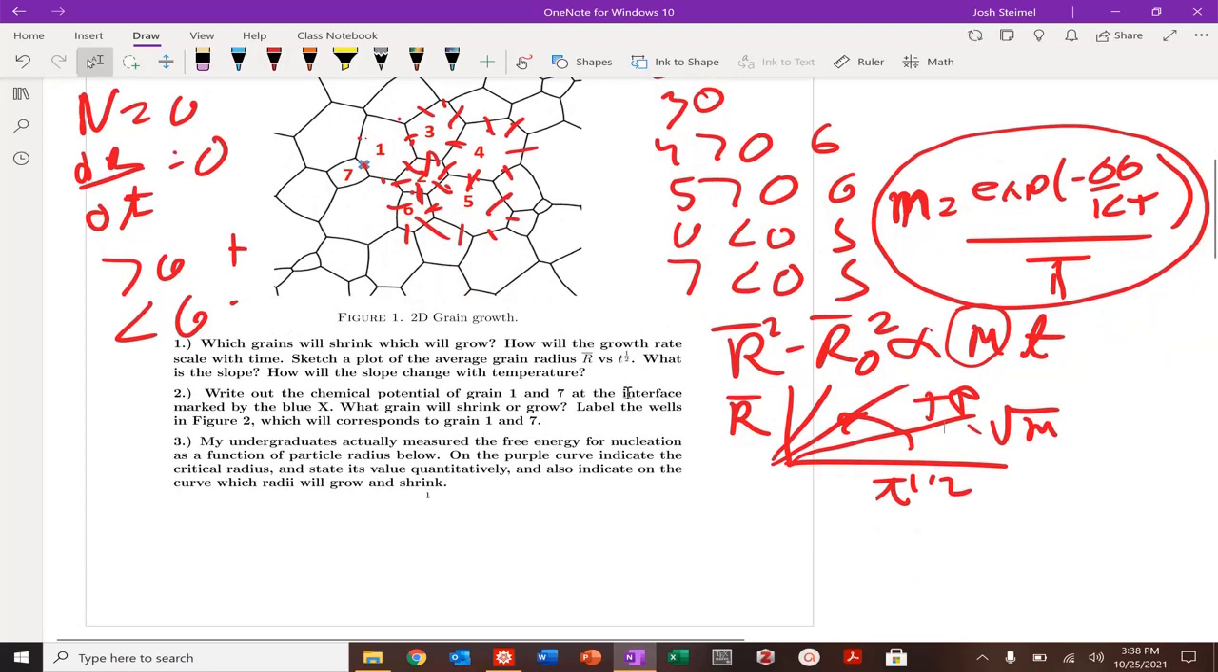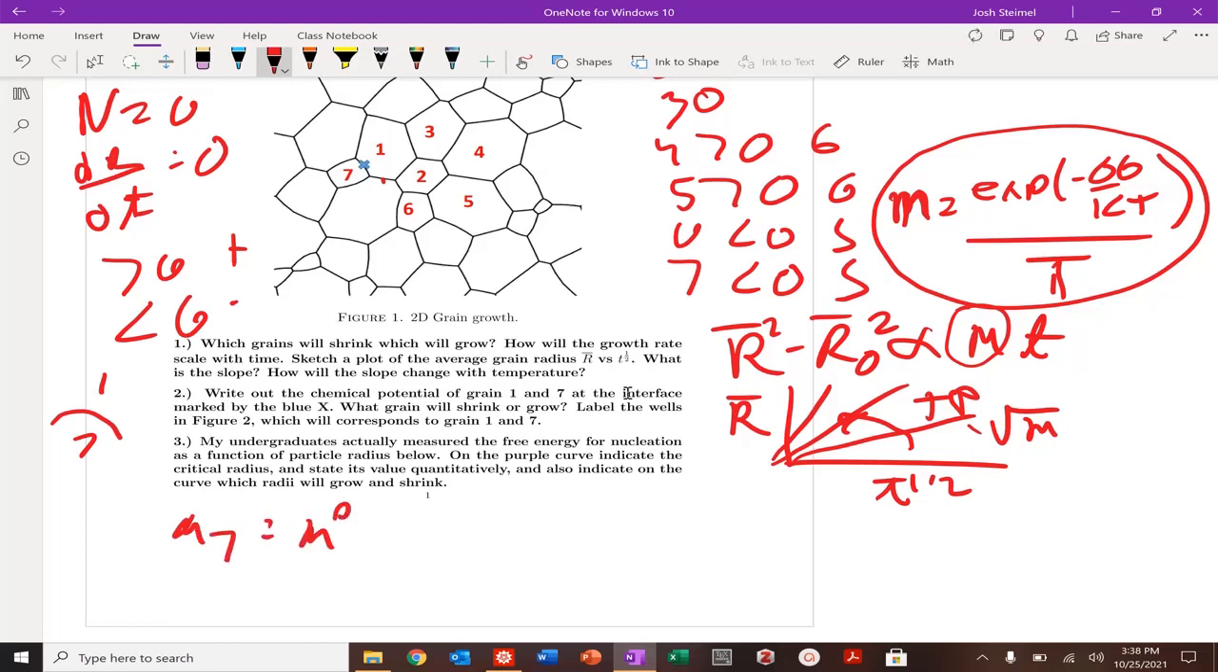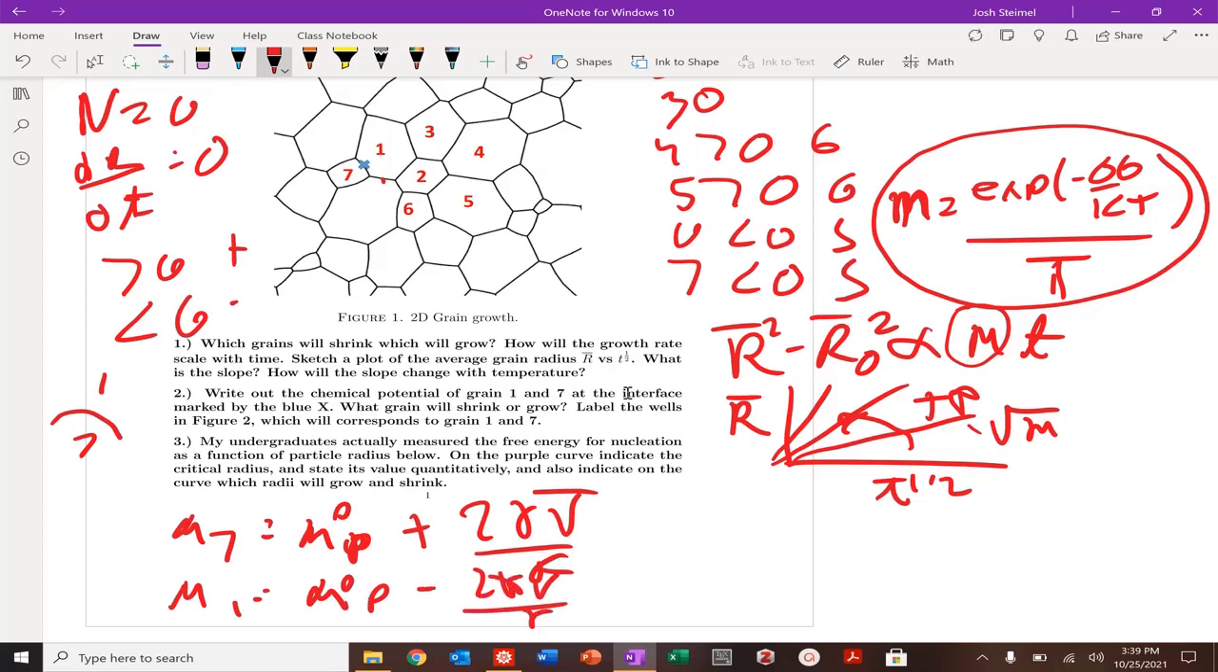So let me actually erase a little bit here. Write out the chemical potential of grain 1, grain 7, interface marked blue, which grain will shrink and grow, label the wells in figure 2. If I zoom in and draw on this, this is 1, this is 7. My chemical potential of 7 is the chemical potential of an infinite plate, mu naught, plus 2 gamma V bar over R. Chemical potential of 1, on the other hand, is going to be infinite plate minus 2 gamma V bar over R. So my chemical potential of 7 is greater than my chemical potential of 1.